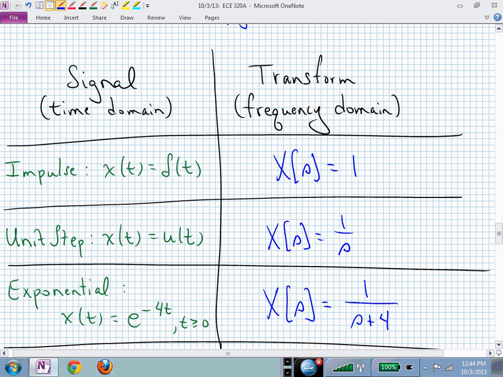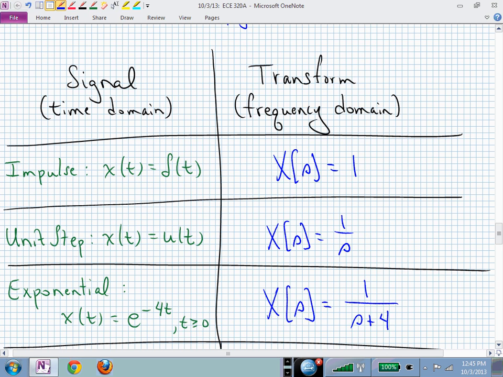And you should now instantly see where the pole associated with that capital X of s is. What value of s causes that denominator to vanish? Minus 4. And that's a well-behaved signal, isn't it? It's in the left half complex s plane. It's e to the minus 4t.